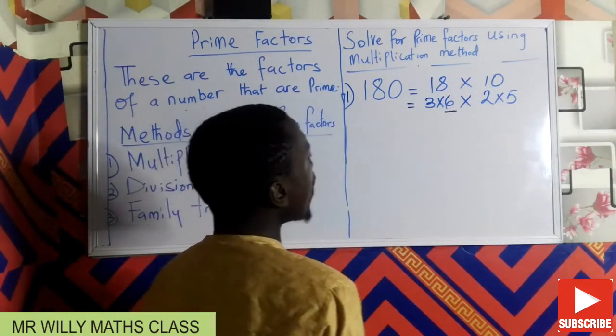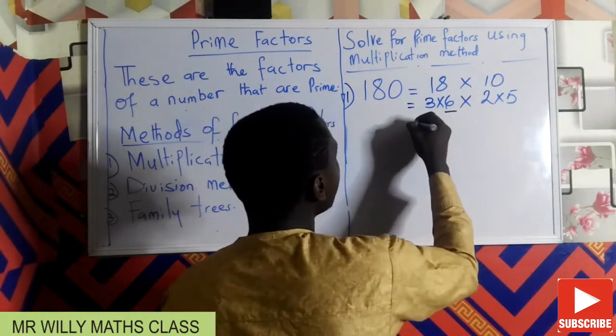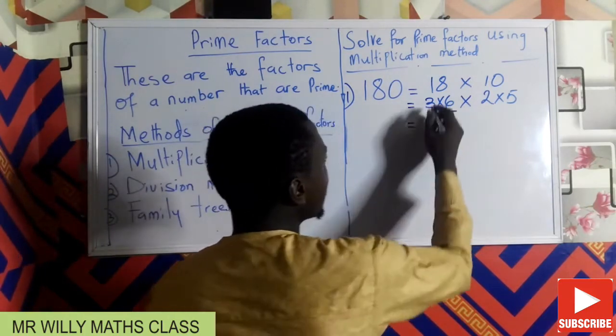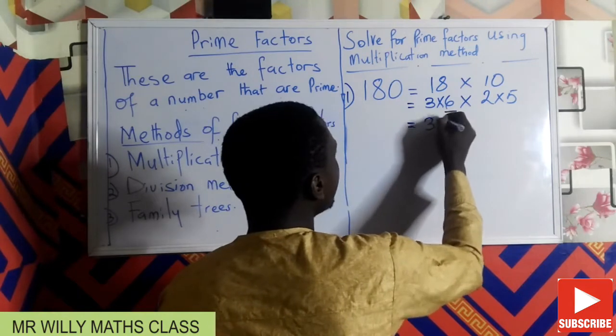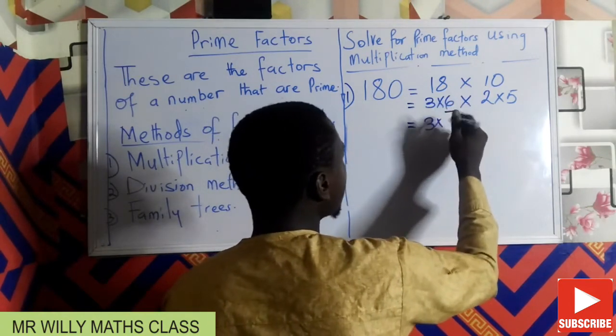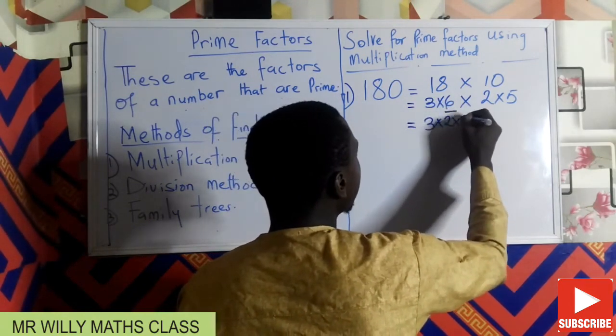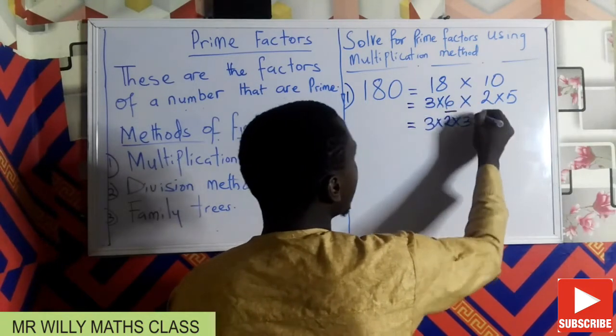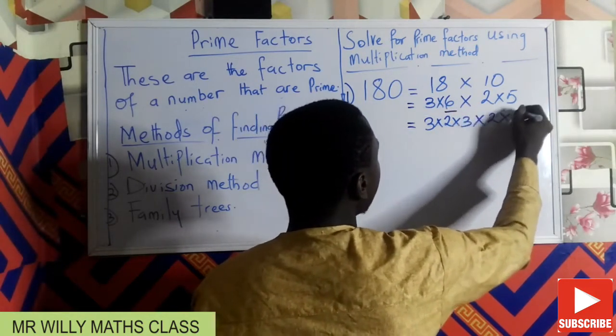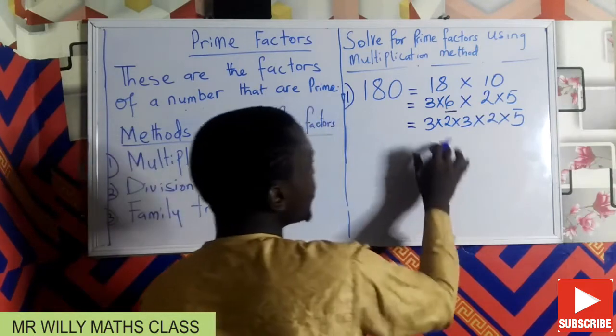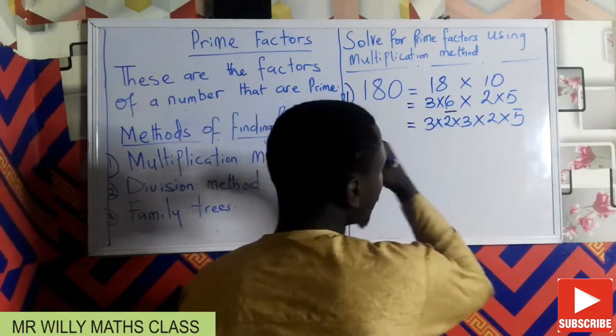So you also have to think about 2 numbers that if you multiply them together, will give you 6. Now, this 3, you maintain the 3. Then you think of 2 numbers that if you multiply with each other, will give you 6. 2 times 3 will give you 6, times 2 times 5. So these are the product of prime factors for 180.